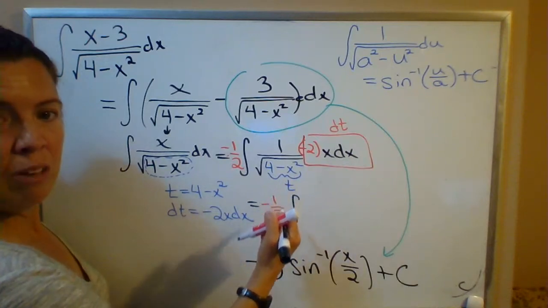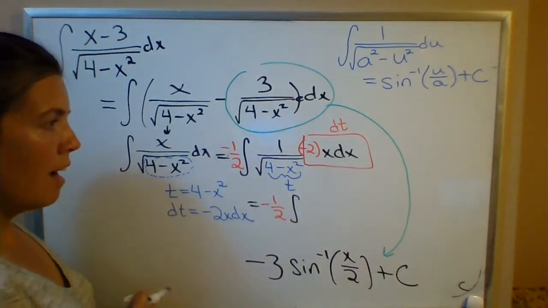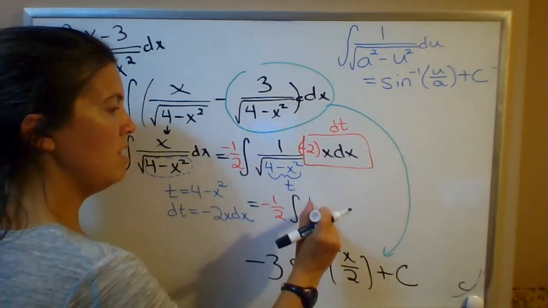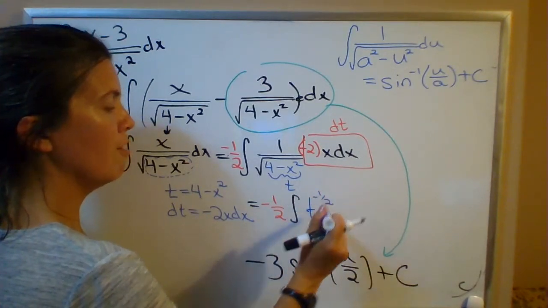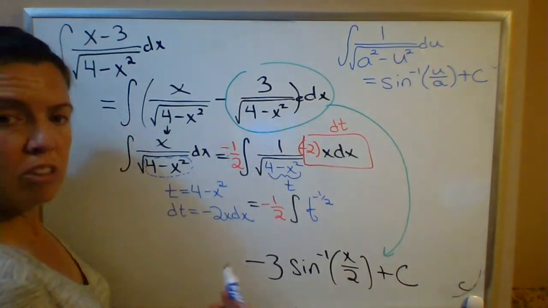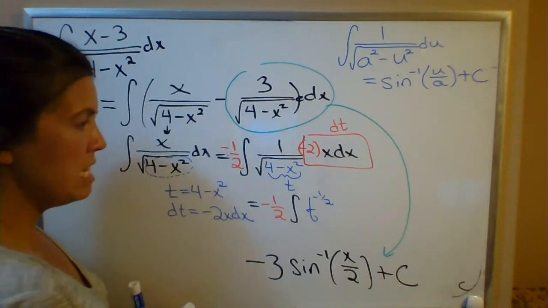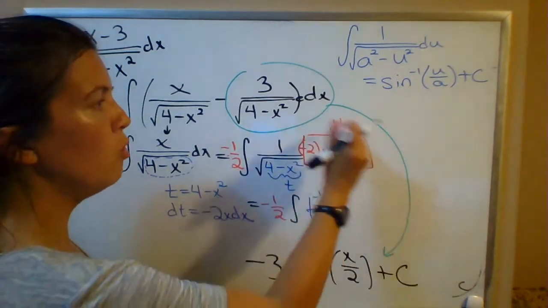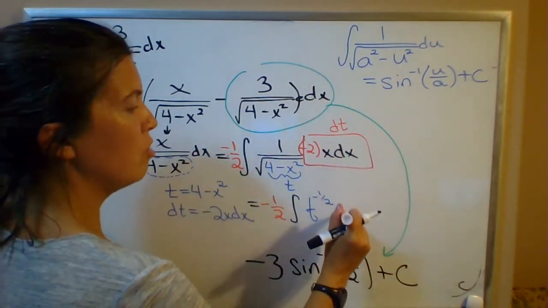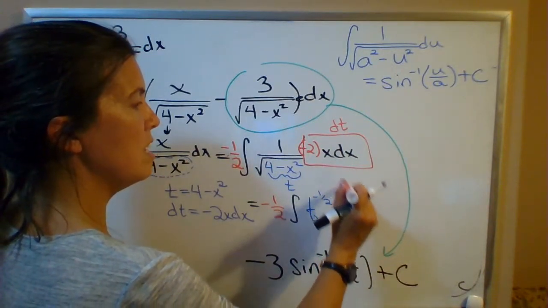And so now this is equal to, I'll keep the color code going, negative 1/2 integral of 1 over the square root of t right here. So I'm going to write that as t to the negative 1/2 because it's 1 over the square root of t. So that's t to the negative 1/2 times dt. All of this whole negative 2x dx dissolves into just dt right there.